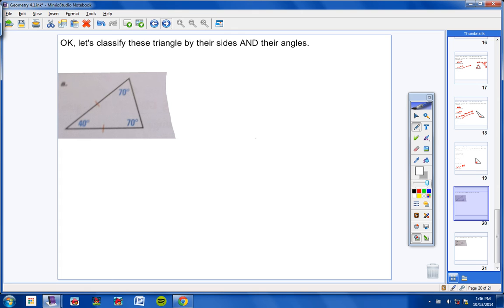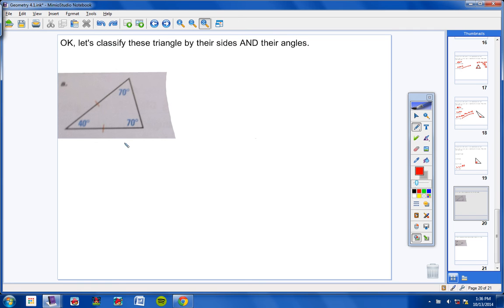Okay, now I am going to go a little faster, so you'll probably have to pause the video a little bit, but here we go. Let's classify these triangles by their sides and their angles both. We're going to classify these triangles by their sides and by their angles. Okay, so here we go.